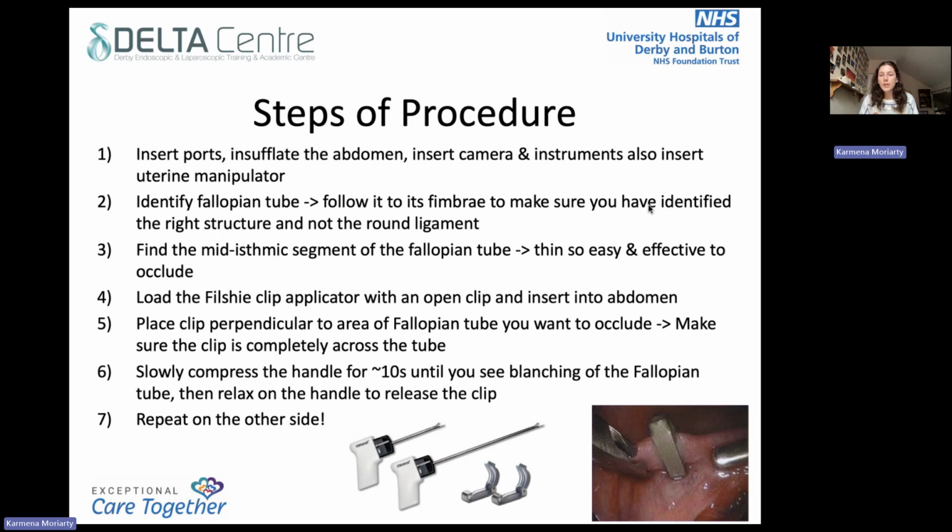Once you're satisfied that you found the fallopian tube, you identify the mid-isthmic segment of the tube, as that's where you'd want to be placing the clip, as it's thin and therefore easy and effective to block. Then outside of the abdomen, you'd load the Filshie clip applicator with an open clip and insert this device into the abdomen. To do that, you'd have to close the clip, not the full way, but a little bit to get it through the port, and then once it's back in the body, you can open it up again. Then you place the clip perpendicular to the area of the fallopian tube that you want to block off.